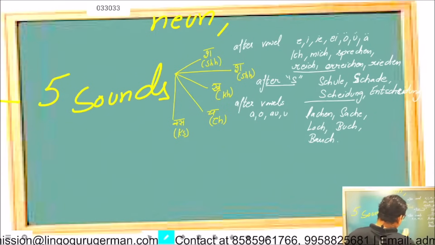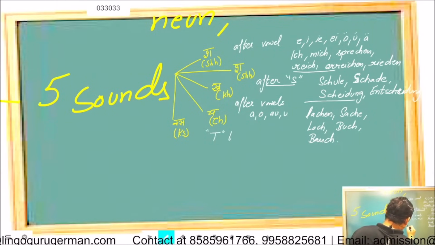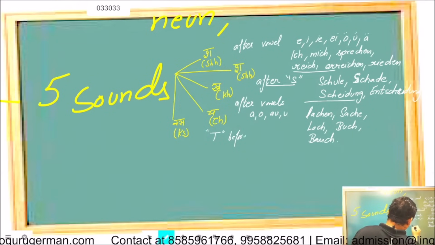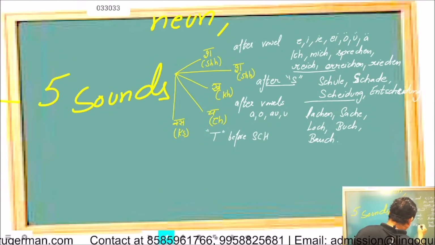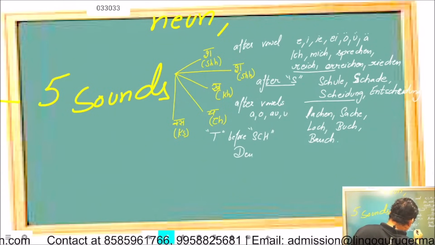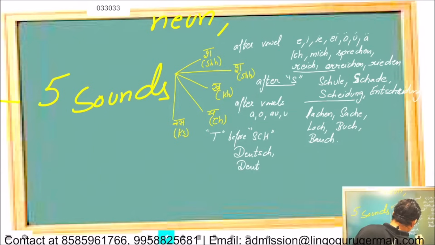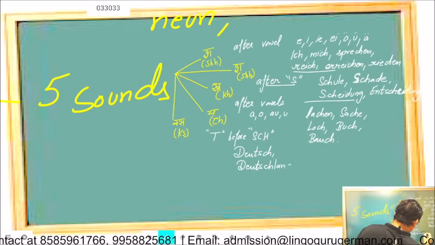Now, when do we pronounce CH as ch? When there is T before S, C, H. Always the ch sound. For example, Deutsch, Deutschland.